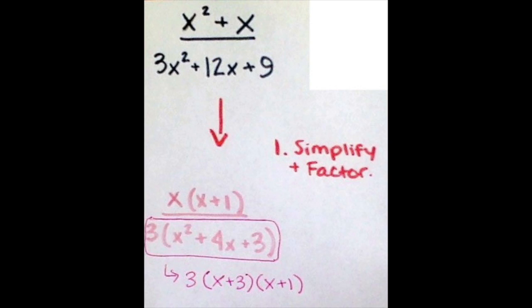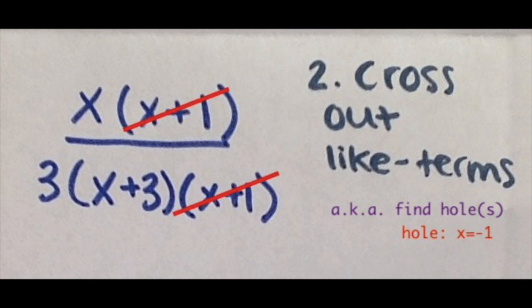In this case, you can, so we end up with x times (x plus 1) over 3 times (x plus 3) times (x plus 1). Next, we will be crossing out like terms. The funny thing about these is, by making these crossed out terms equal to 0, we can find the holes. In this problem, x plus 1 was on the top and bottom, so they crossed one another out.